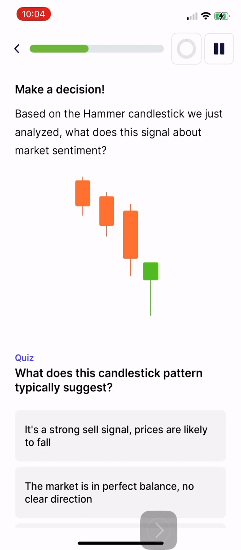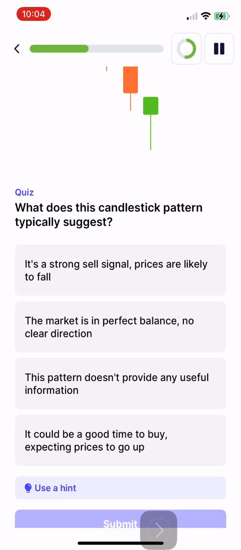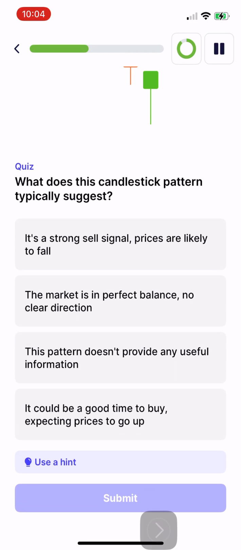Based on the hammer candlestick we just analyzed, what does this signal about market sentiment? What does this candlestick pattern typically suggest? Is it a strong sell signal, meaning prices are likely to fall? Does it show the market is in perfect balance with no clear direction? Does it not provide any useful information, or could it be a good time to buy, expecting prices to go up?